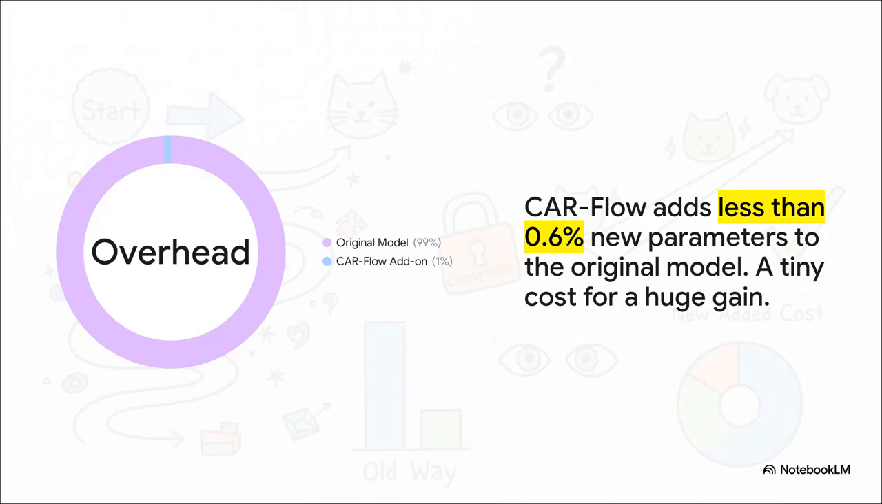But here's the real kicker. This chart shows that this massive improvement was achieved by adding less than 0.6% of new parameters to the model. CarFlow is just that tiny little blue slice. It's an almost negligible cost for a nearly 20% boost in performance. I mean, that is the definition of an elegant, efficient solution.